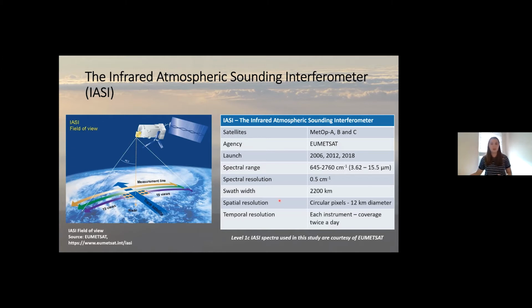Perhaps IASI's biggest strength is its spectral range and resolution. It's measuring across the infrared spectrum between about 3.6 and 15.5 microns, and it's doing that with a spectral resolution of 0.5 wave numbers. That's a really high spectral resolution. And that means that we're better able to resolve different spectral features within the infrared, and so extract more information about the atmosphere and things within it.